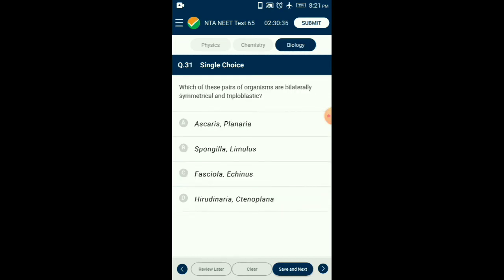Question number 31. Which of these pairs of organisms are bilaterally symmetrical and triploblastic? The members of Aschelminthes and Platyhelminthes are triploblastic and bilaterally symmetrical. Ascaris is a roundworm while Planaria is a freshwater flatworm. Answer for this question is option A, Ascaris and Planaria.